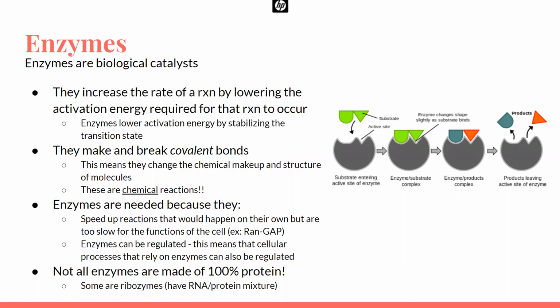All right, so enzymes. I'm sure you've all heard of enzymes before, but enzymes are biological catalysts. They increase the rate of a reaction by lowering the activation energy required for that reaction to occur. And by lowering the activation energy, they stabilize the transition state, which we'll talk about in the next slide, because there's that reaction coordinate graph, which I'm sure you've all seen many times. So they make and break covalent bonds. This is important because up till this point, we've talked about non-covalent bonds, but enzymes make and break covalent bonds. So this means that they change the chemical makeup and structure of molecules. These are chemical reactions. So that's pretty important.